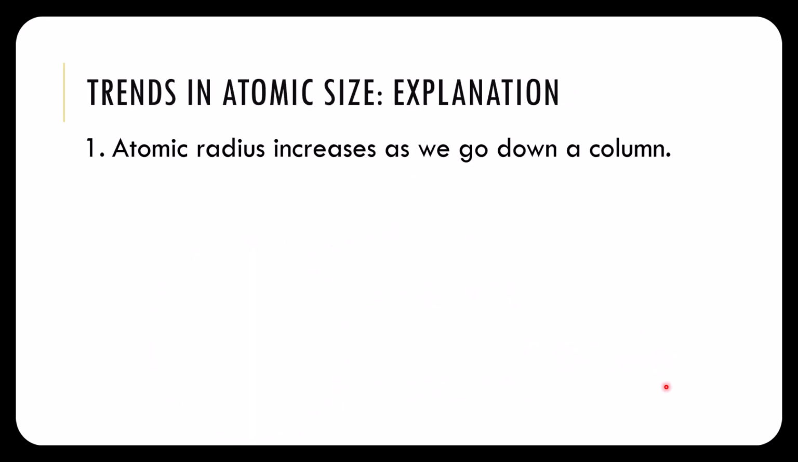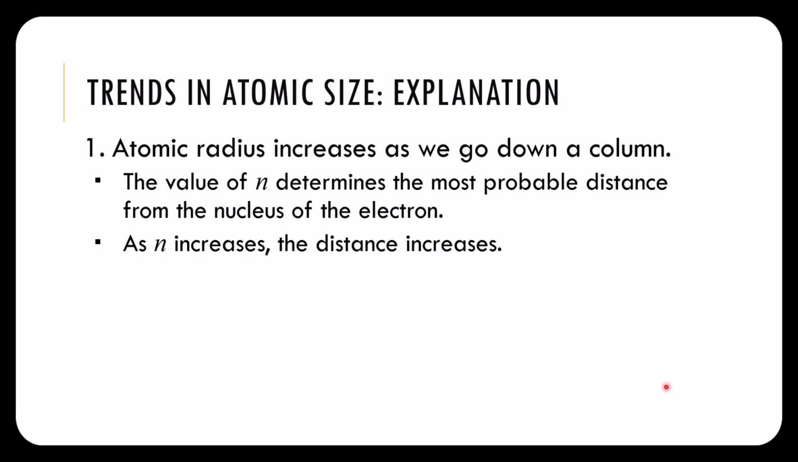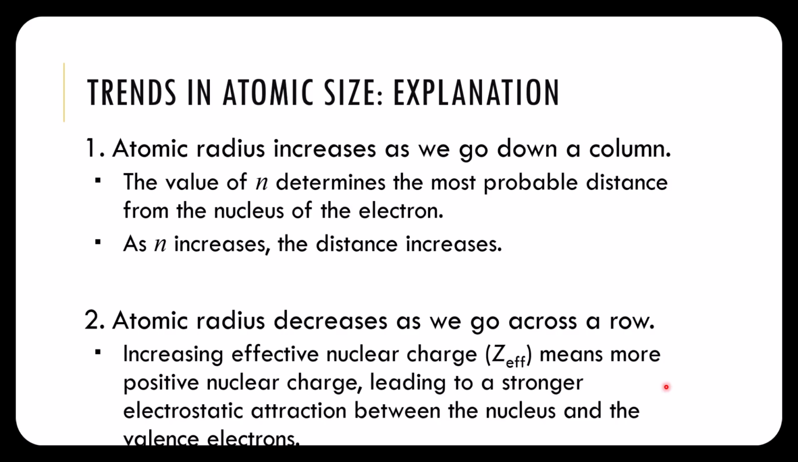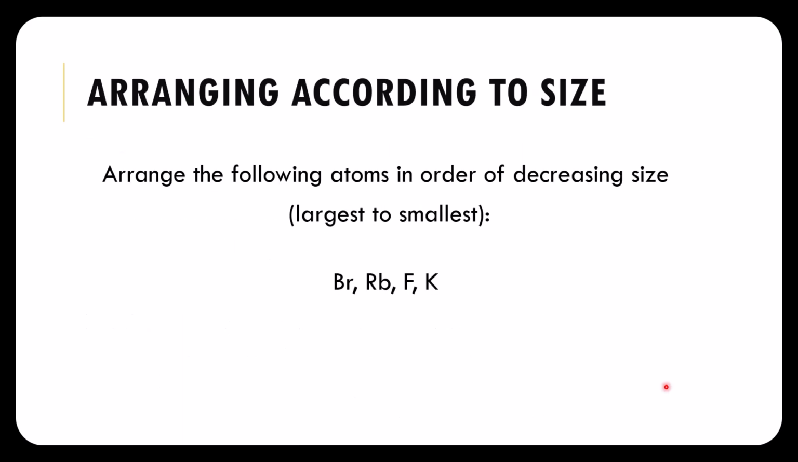So here's just a nice little summary slide to summarize the things that we've talked about. So the atomic radius increases as we go down the column, and here's a couple bullet points explaining why. And then the atomic radius decreases as we go across the row from left to right, and then here's our explanation as to why that is. So how am I going to ask a question like this? What is it going to look like? So here would be a great example of what a question might look like. So arrange the following atoms in order of decreasing size. So pause the video, give this one a shot, and then we'll solve it together.